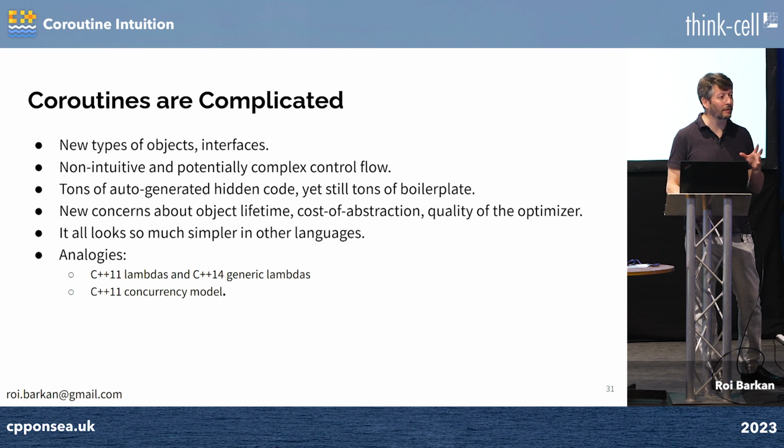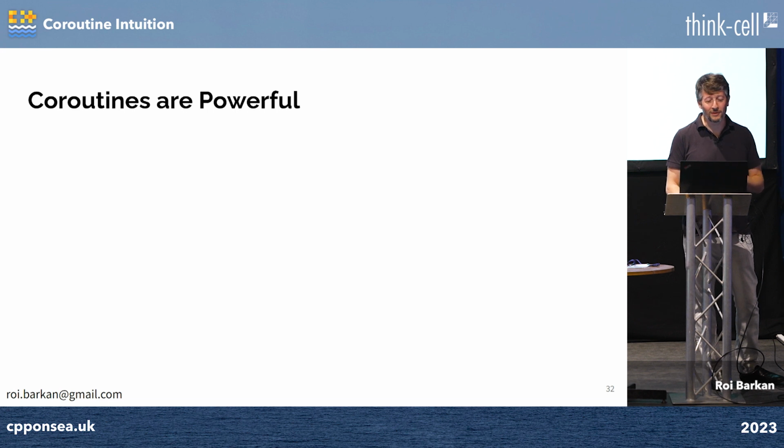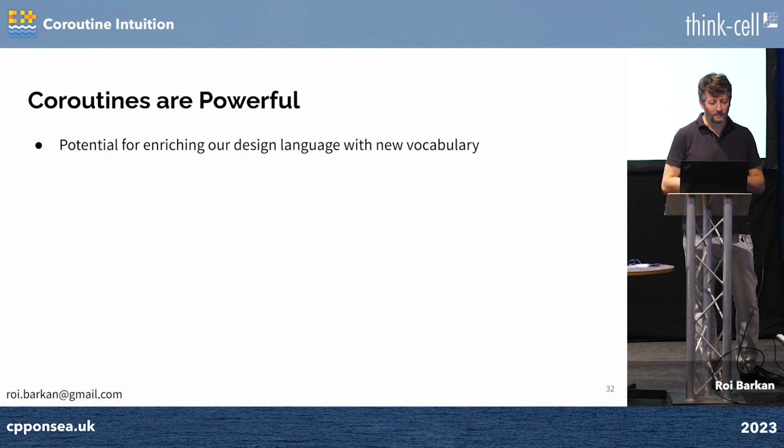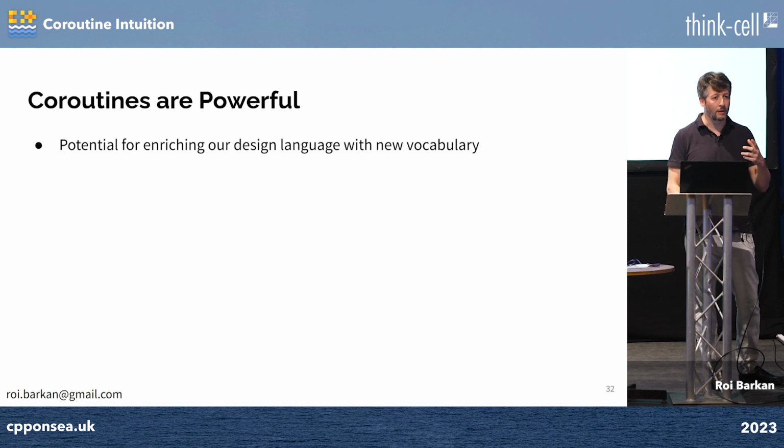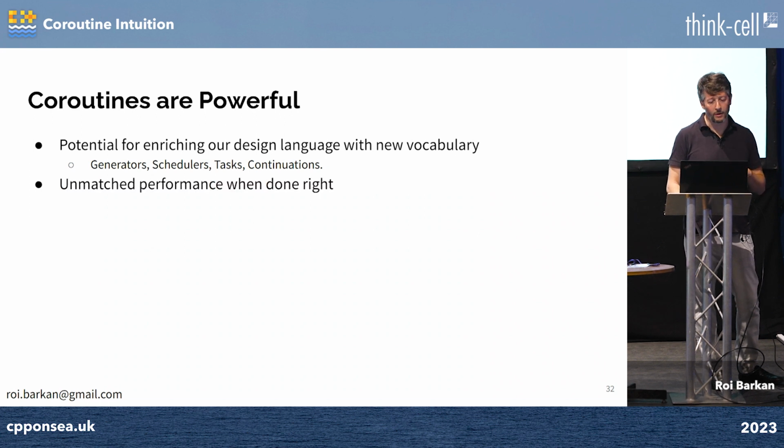So it's complicated, yes. We need to be aware of that. But there are other complicated things in C++, and we've managed to live with that, and we managed to utilize it successfully. And coroutines are obviously powerful. They can really increase our vocabulary, increase our design space. We can talk more fluently about higher level concepts, about higher level designs with our colleagues, and build much more complicated and powerful systems. As you mentioned, generators, schedulers, tasks. These are all new languages we can add to our vocabulary.